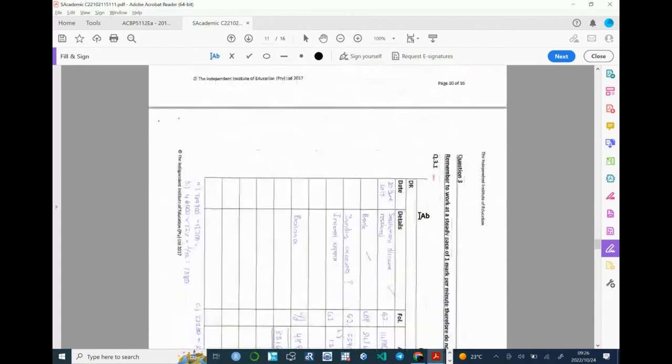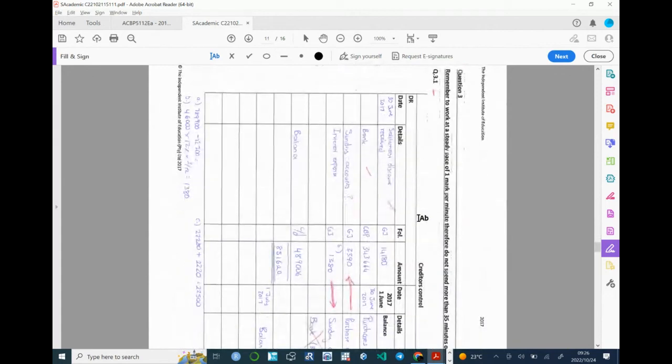And then again, we didn't manage to get to whether our bank balance matched our balance at the end of the bank reconciliation. So let's jump into the next bit here.